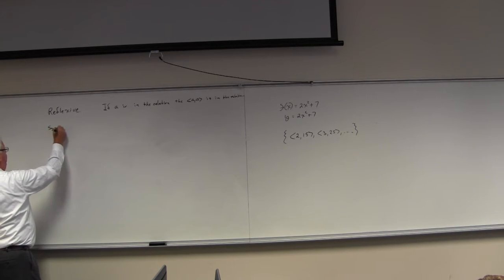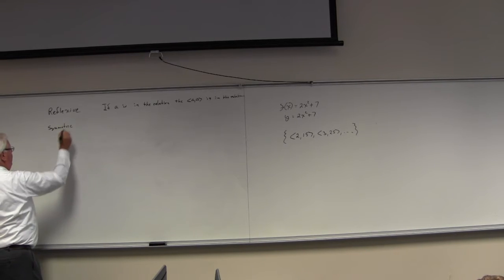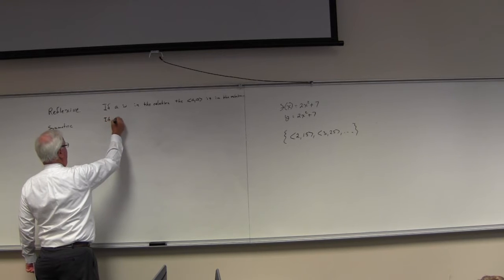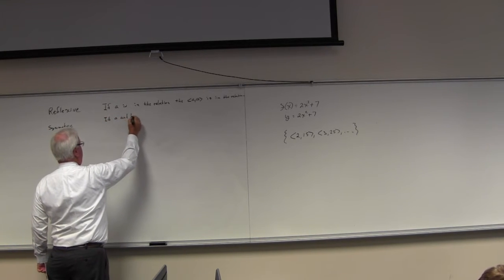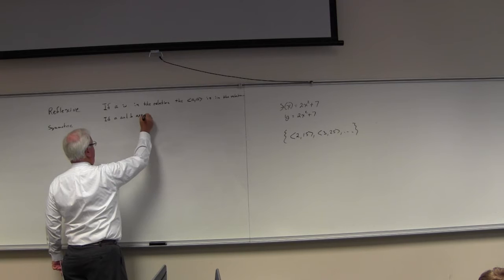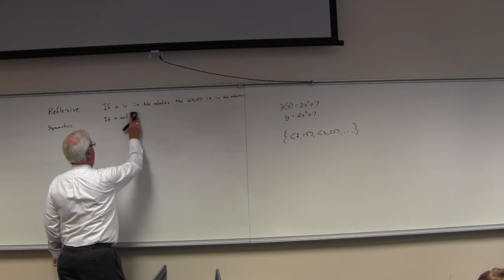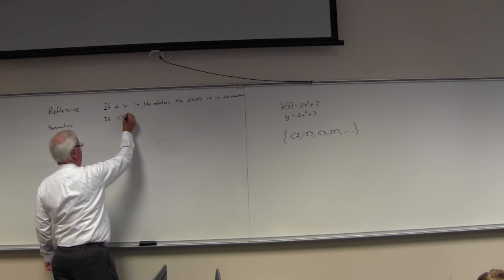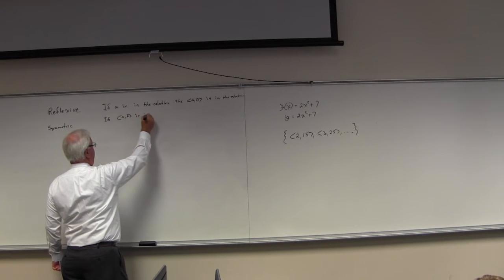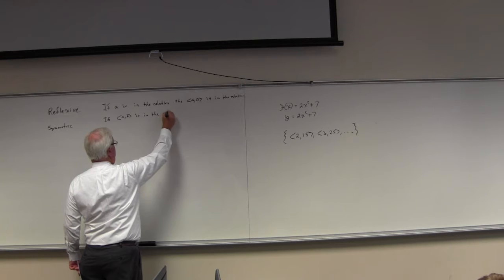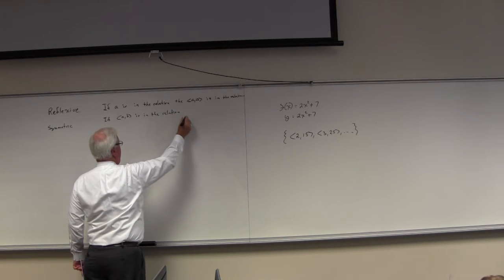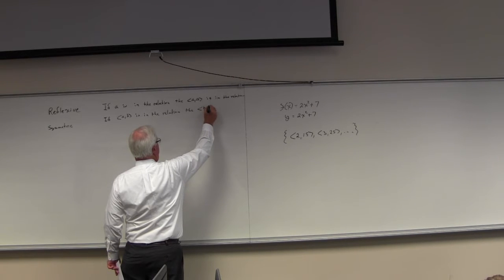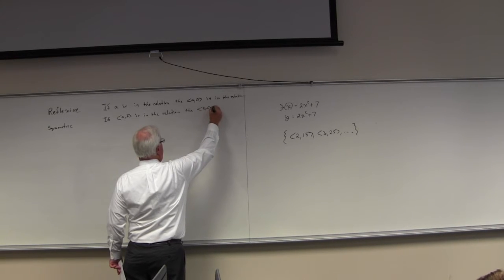Then we have symmetric. And symmetric says, let's put it this way: if AB is in the relation, then BA is in the relation.